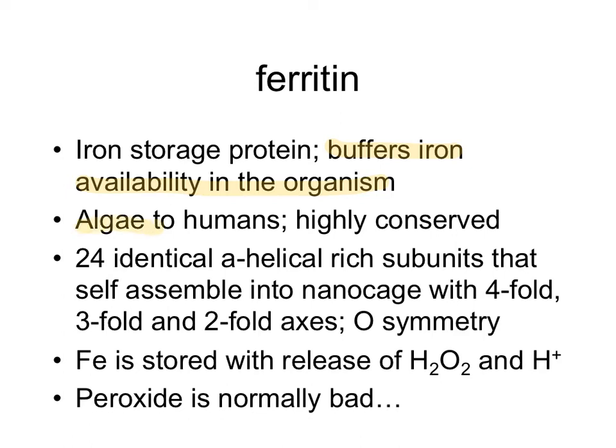This is an extremely conserved protein. It's essentially the same in all life forms that store iron, so from algae to humans. I had a picture in this video that I took out, but it shows that the protein that makes ferritin is essentially identical across all sorts of different life forms. So, ferritin consists of 24 identical alpha-helical-rich subunits that self-assemble into a nanocage that has 4-fold, 3-fold, and 2-fold axes, and it turns out the whole thing has O symmetry.